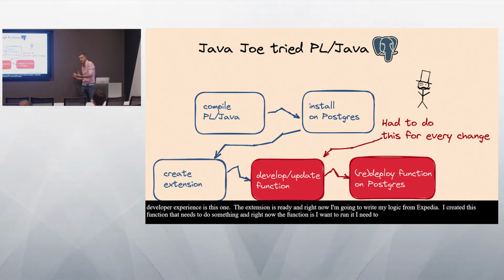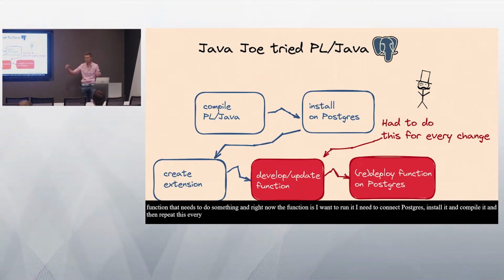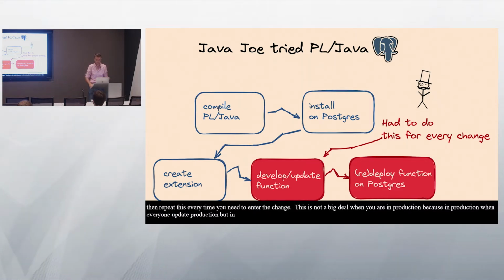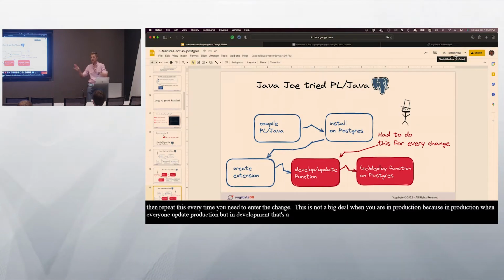So this is not a big deal when you are in production, because in production, we are all reasonable. We have some processes, right? Change process whenever you want to update your production. But in development, that's a problem. Let's see what I mean, and then you will be able to compare to other solutions that solve this from the developer experience standpoint.